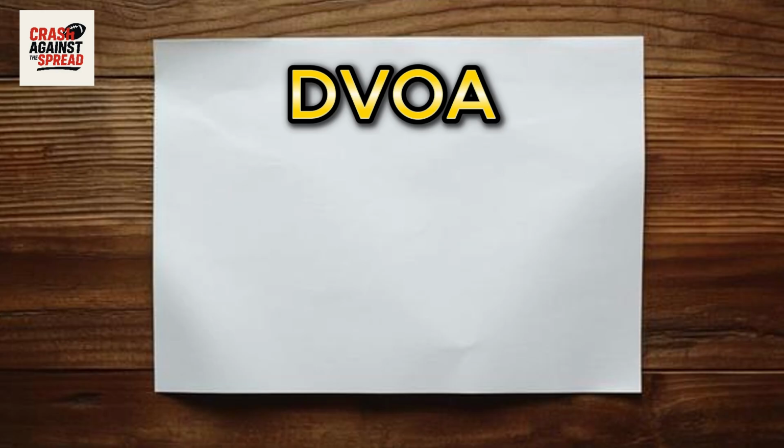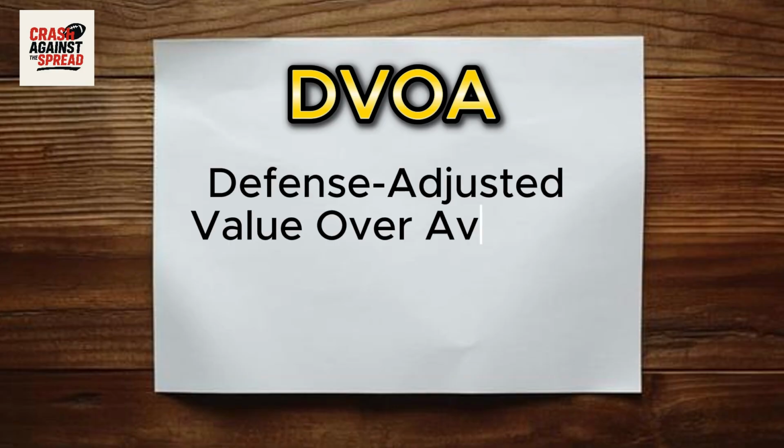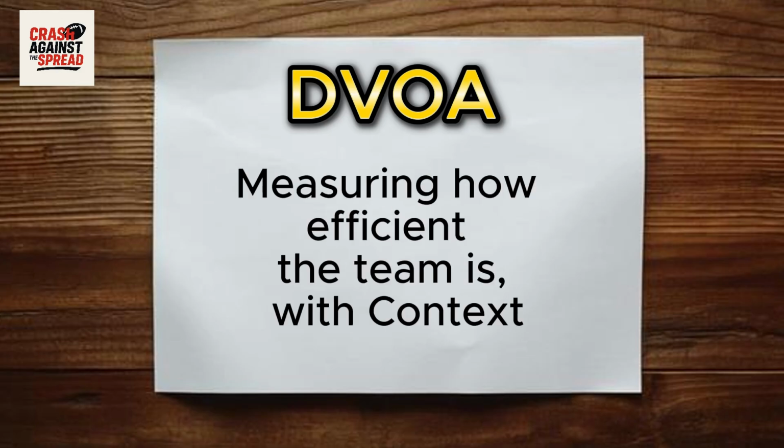So, let's start simple. DVOA stands for Defense-adjusted Value Over Average. And that sounds like something you'd see on a spreadsheet in an economics class. But in plain English, here's what it really is. DVOA is a way of measuring how efficient a team is, but with context.